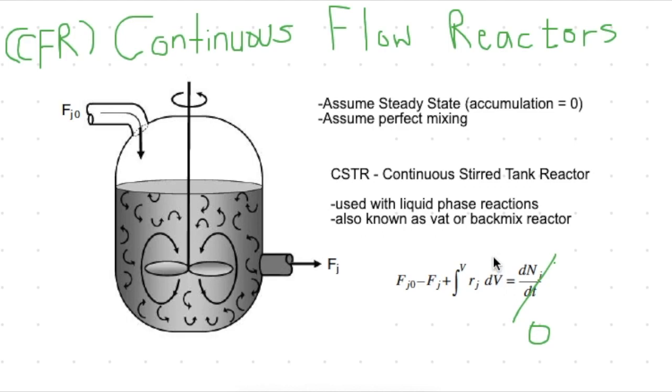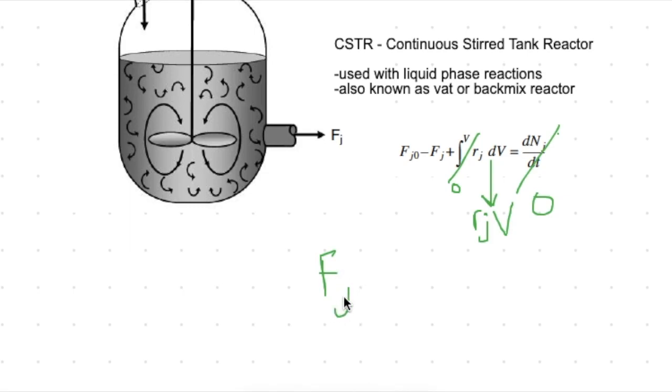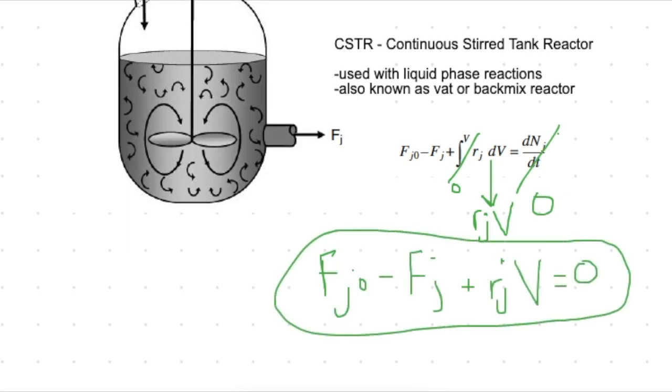Because of perfect mixing, we can also take the integral out of this term and just multiply it by volume instead of the integral with respect to volume. And in doing that, we get this, the general mole balance for a CSTR.